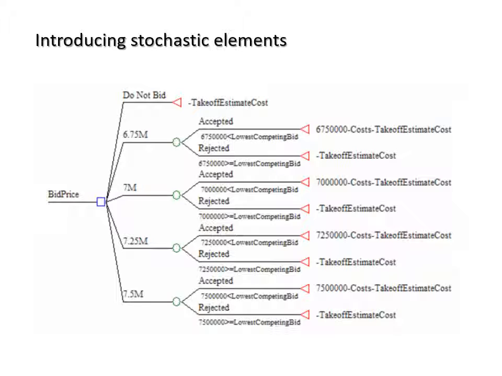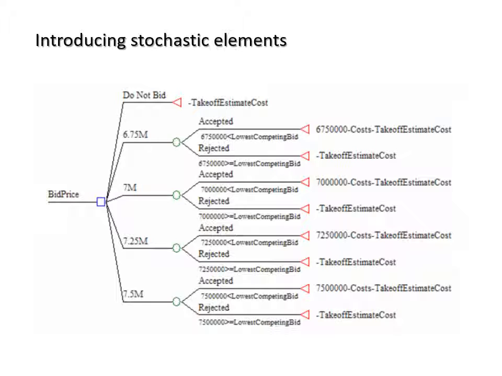Okay, so now let's take it a little bit further. So we're still looking at this solar developer who's trying to figure out if it should make a bid, and if it does, how much its bid should be. And now we want to introduce some stochastic elements here. And what that means is that the probabilities of having your bid accepted or rejected in each case of a bid is not set in stone, right?